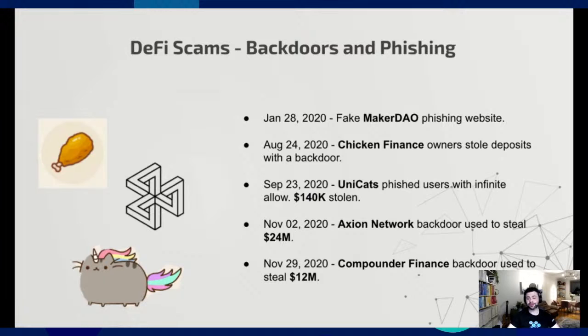Then you had people deploying contracts with hidden backdoors inside them. That was Chicken Finance, Axion, Compounder. Others like Unicats basically built in an infinite allowance for the scammers. So once enough funds were put into the contract, they basically swept it all.